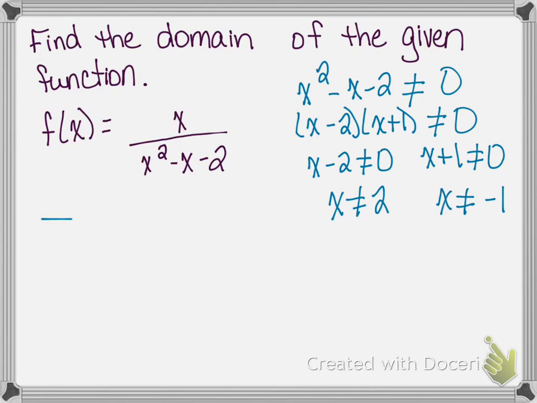Now, I'm going to draw this on a number line, because if you draw it on a number line, you are less likely to make a mistake when you put this in interval notation. And you do have to put this in interval notation. I'm going to put a circle here at negative 1 because x can't be negative 1. Nope, that's not negative 1, is it? This is negative 1. Then I'm going to put a circle right here at positive 2 because x can't be positive 2.